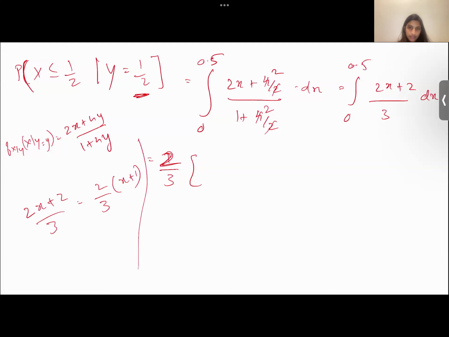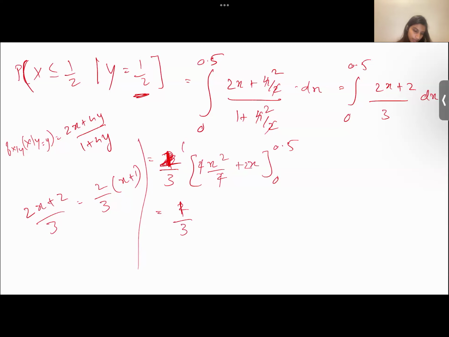So what will happen when we integrate x plus 1? X squared by 2 plus x from 0 to 0.5. No, let's bring the 2 inside. So what happens when you bring the 2 in? This stays 1 by 3 and 2 gets cancelled, 2x. So x squared plus 2x.